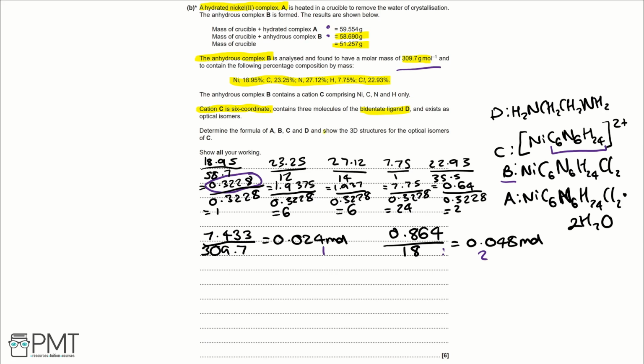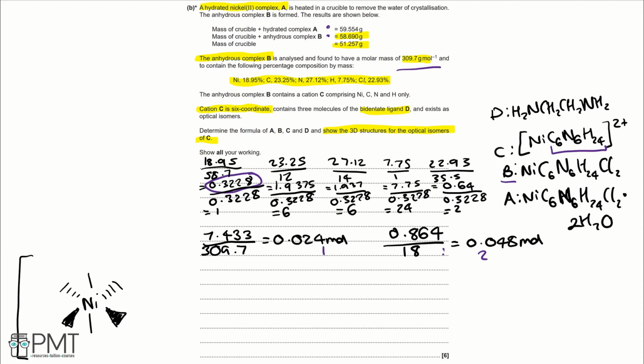Now let's focus on showing the 3D structures for the optical isomers of C. We need to remember that cation C is 6 coordinate and we've got a bidentate ligand. So if we begin by drawing our square brackets, because it's showing the optical isomers of C, and C is a cation, so it's going to have a 2+ charge, having an ion in these square brackets. Then we're going to have nickel in the centre, our central metal ion, and then here I'm drawing a standard 6 coordinate layout 3D structure. This is something I'd recommend learning and making a revision resource of.